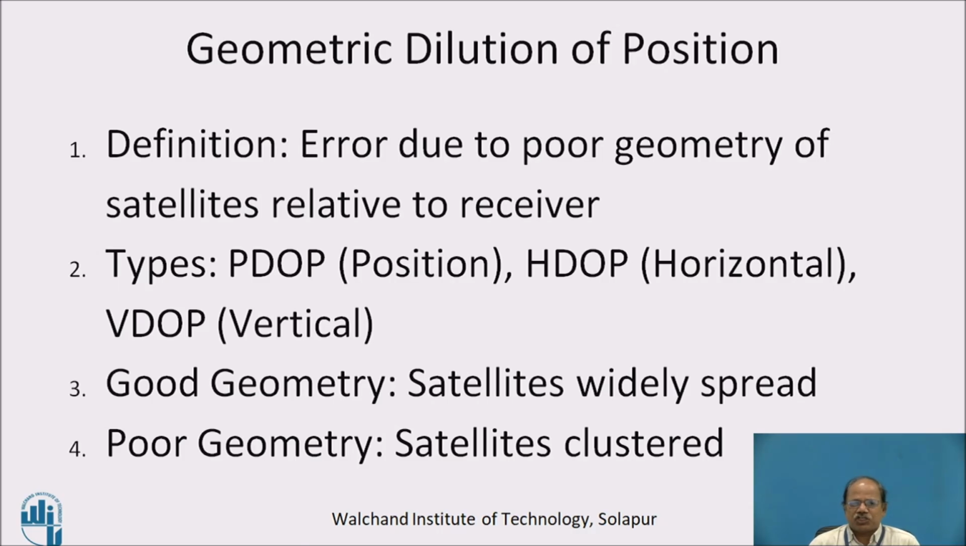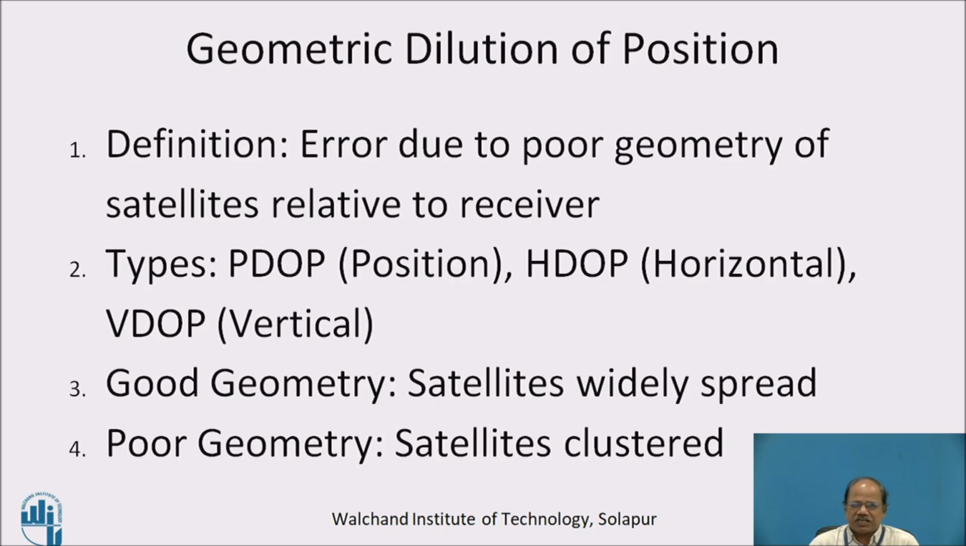Geometric dilution of precision is another possibility. It is the error due to poor geometry of satellites relative to the receiver. There are several types such as positional dilution of precision, horizontal dilution of precision, and vertical dilution of precision. Depending upon the position, these are likely to result.